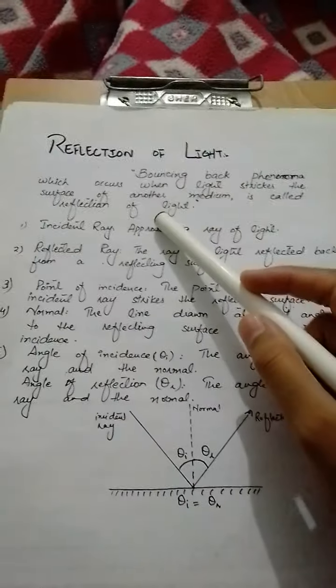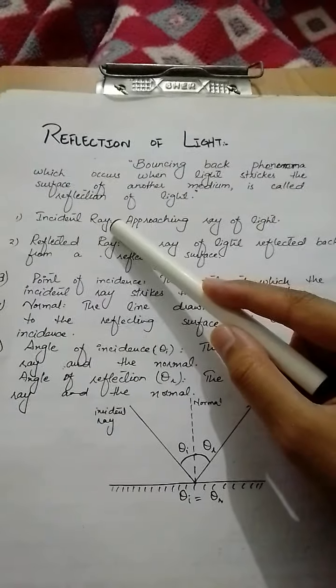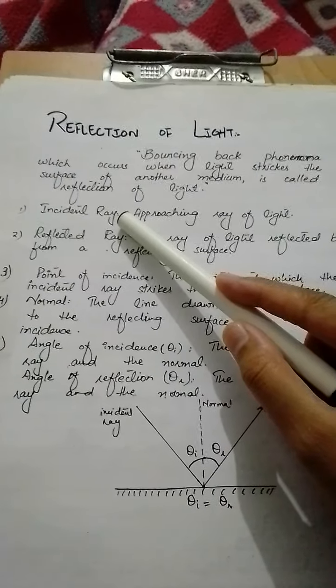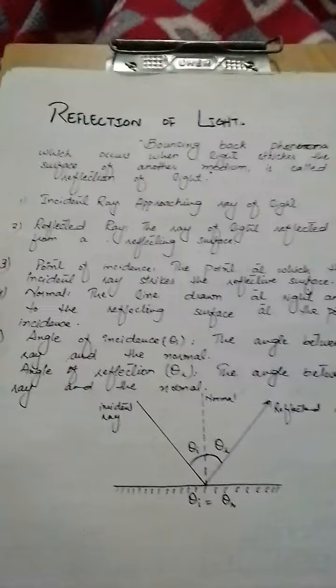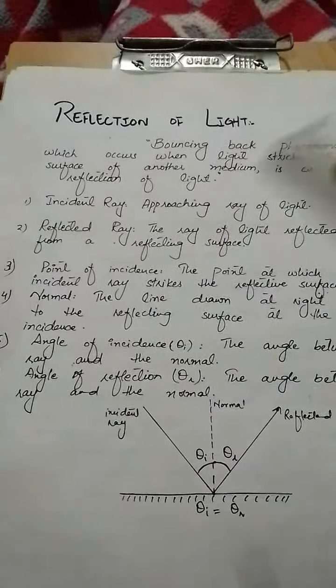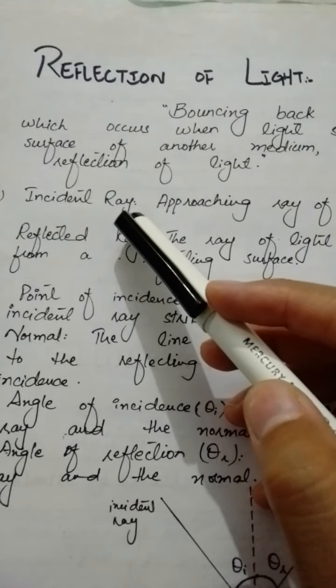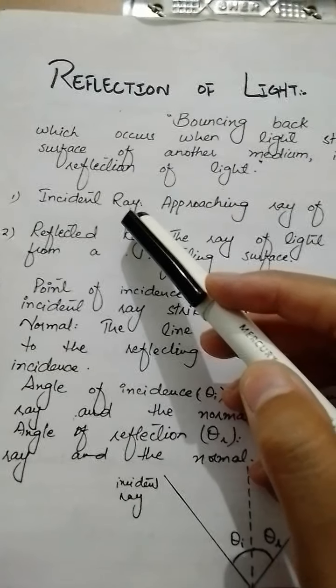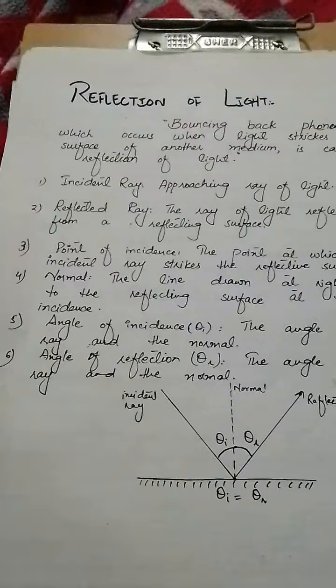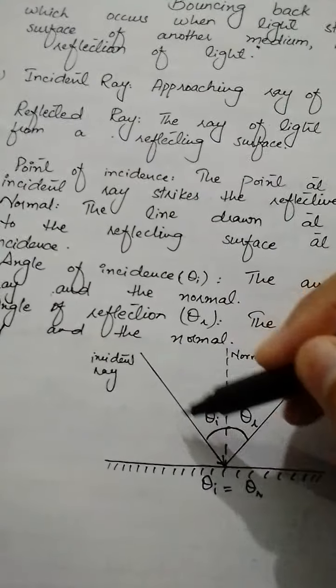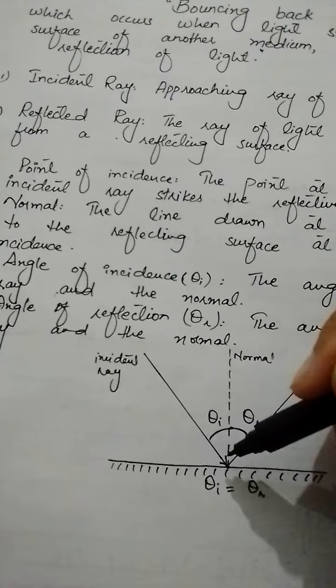First we have to study what exactly are the terminologies involved in the reflection of light. When we study the reflection of light, we have to know about these points. First is the incident ray. The incident ray is the ray which strikes the other medium or the reflecting surface. In this case, you can see in the diagram, this is the incident ray.